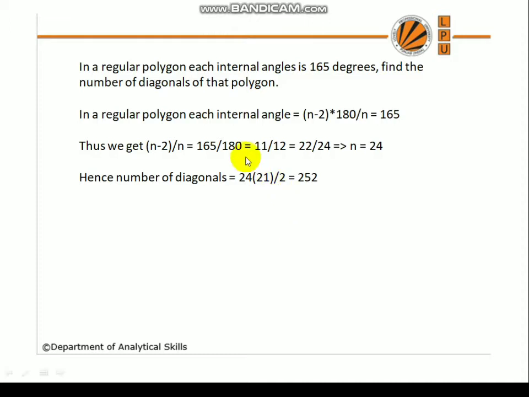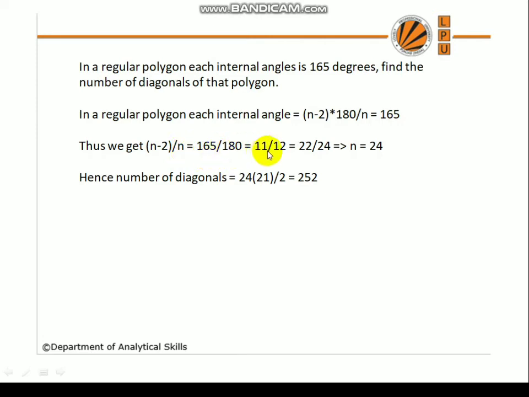Another example. In a regular polygon, each internal angle is 165 degrees. Find the number of diagonals of the polygon. So what is the internal angle formula? (n minus 2) into 180. But it is given as a regular polygon and each internal angle, so regular polygon means again all the angles are equal. So we can divide this (n minus 2) into 180 by n to find each internal angle, which is given as 165 degrees. So we get (n minus 2) upon n is equal to 165 upon 180.